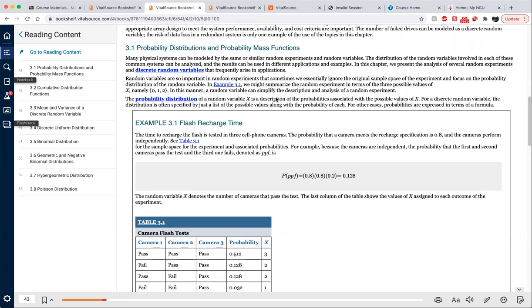We learned about discrete random variables, right? There are two types of random variable: the continuous random variable and the discrete random variable. A discrete random variable is countable, so keep this in mind.